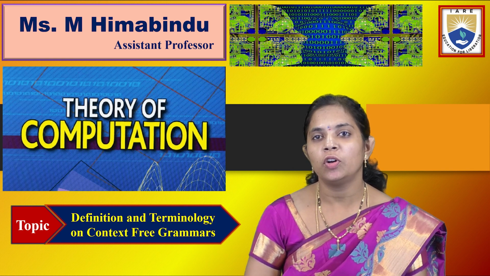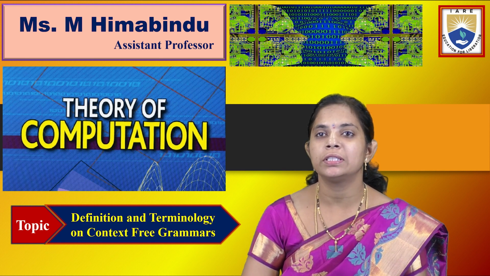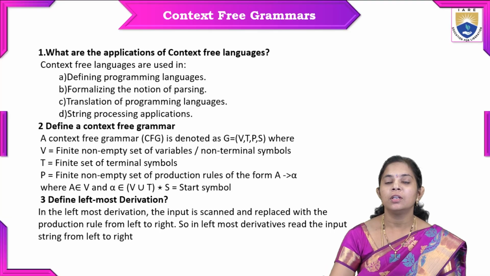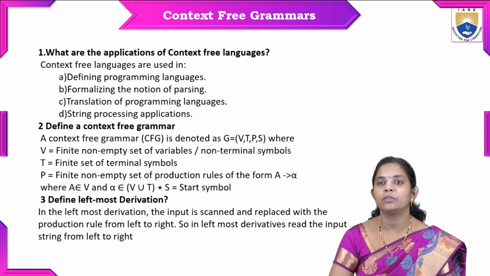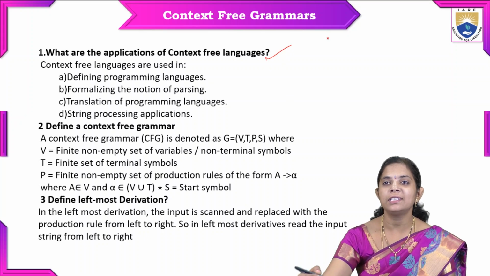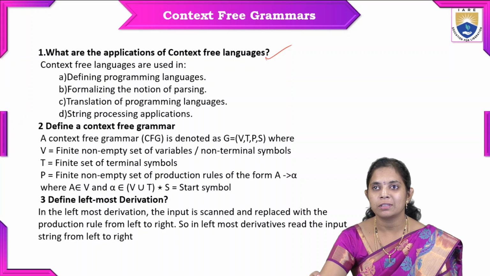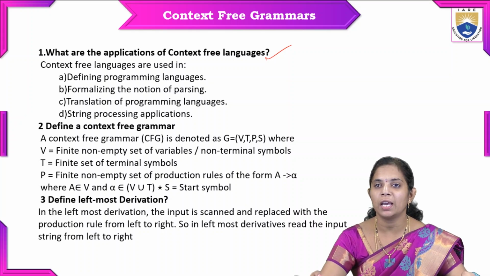So today in this video, I would like to explain the concepts of definitions and terminologies in context-free grammars. This is the third unit. So what are the main definitions and terminologies in the third unit of context-free grammars? First, what are the applications of context-free languages? What is meant by context-free grammars, which we already discussed in the Chomsky hierarchy.